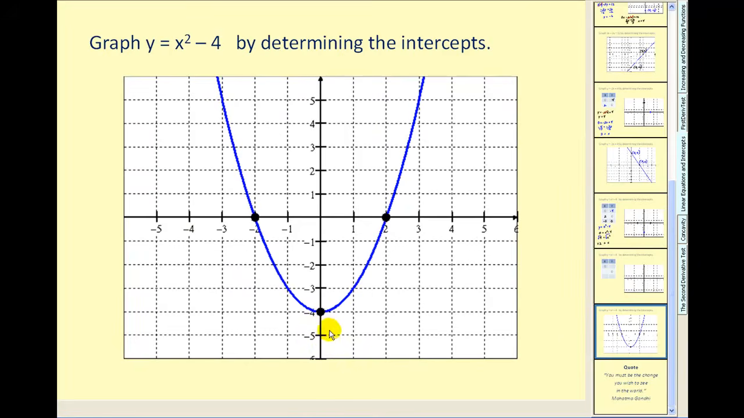Okay, I hope that helps explain how to find the intercepts of an equation and also to identify linear equations.